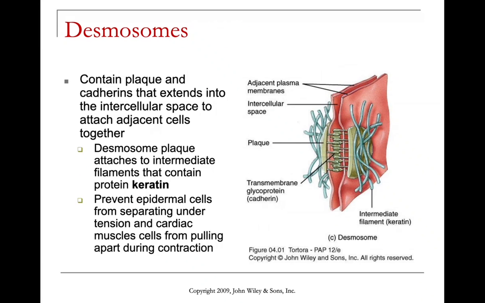Desmosomes are going to contain plaque and cadherins that will extend into the intercellular space to attach adjacent cells together. So desmosome plaques will attach to intermediate filaments that will have the protein keratin. So keratin is a really hard, strong protein. It's not quite as strong as you would have with collagen, but still significant strength. This is going to prevent the epidermal cells from separating under tension. So this will allow you to have a little bit of tension and pulling on your skin, and it will be in the cardiac muscle cells and prevent them from pulling apart during contraction.